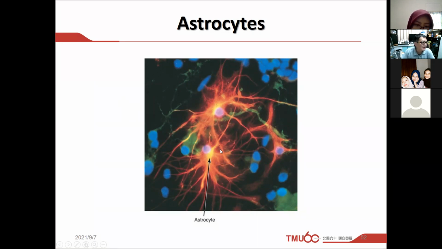Here you can see a lot of astrocytes in the yellow color, and the rest of the cells have a very long tail. I believe these are the neuron cells with long axons.